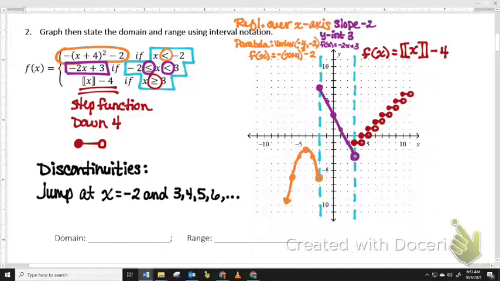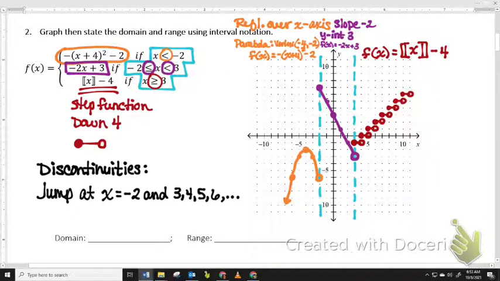The other thing that you could say, if you didn't want to list out those values, you could say, and every integer 3 and larger, or all integers greater than or equal to 3. That would be another way that you could state that.